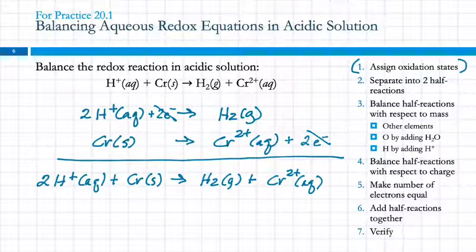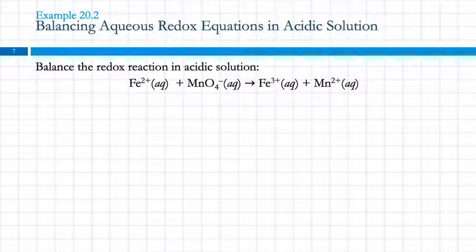Let's do another one. So balance this reaction in acidic solution. So the first thing I'm going to do is I'm going to break this into two half reactions. And I see that I have Fe2+ here and Fe3+ there. Those are really similar, so I'm going to put those in one reaction. And the MnO4 and the Mn2+ are going to go in the other one.